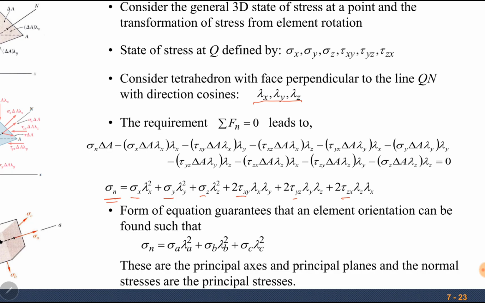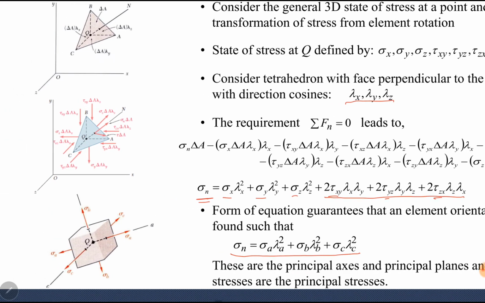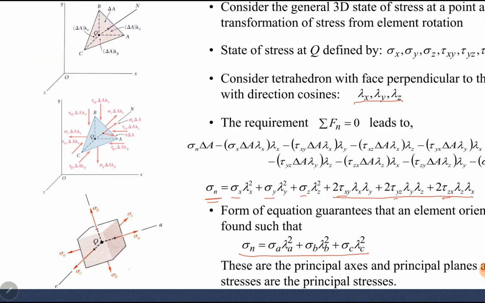If in case the shearing stresses are 0, these three terms will be 0, and we will get sigma n as this. Now sigma x, sigma y and sigma z are replaced with sigma a, sigma b and sigma c. These sigma a, sigma b and sigma c are normal stresses when shearing stresses are 0, so they are actually principal stresses. When the shearing stress is 0, the normal stress is a principal stress. So these three are principal stresses, and they lie along three principal axes, OA, OB and OC.